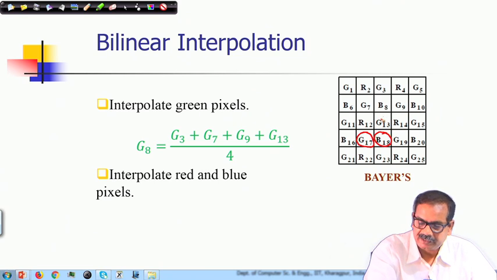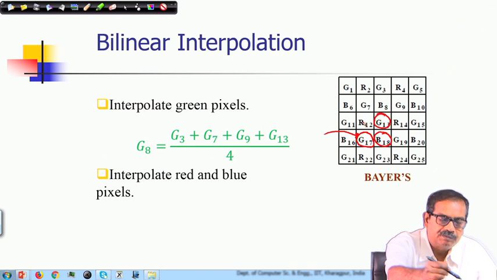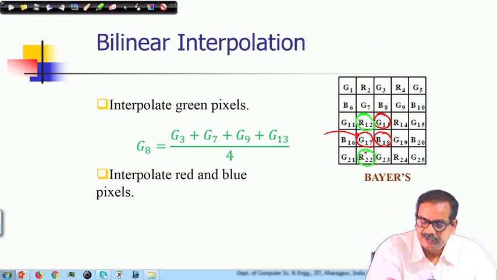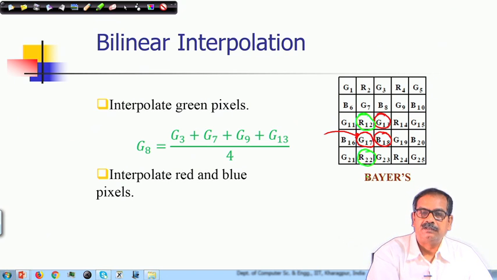Say this is also another case. In this green sample, particularly you note this location. Here you observe that these are the red samples, true red samples that are available. There are no other red samples in its neighborhood, so you simply take the average of these two.